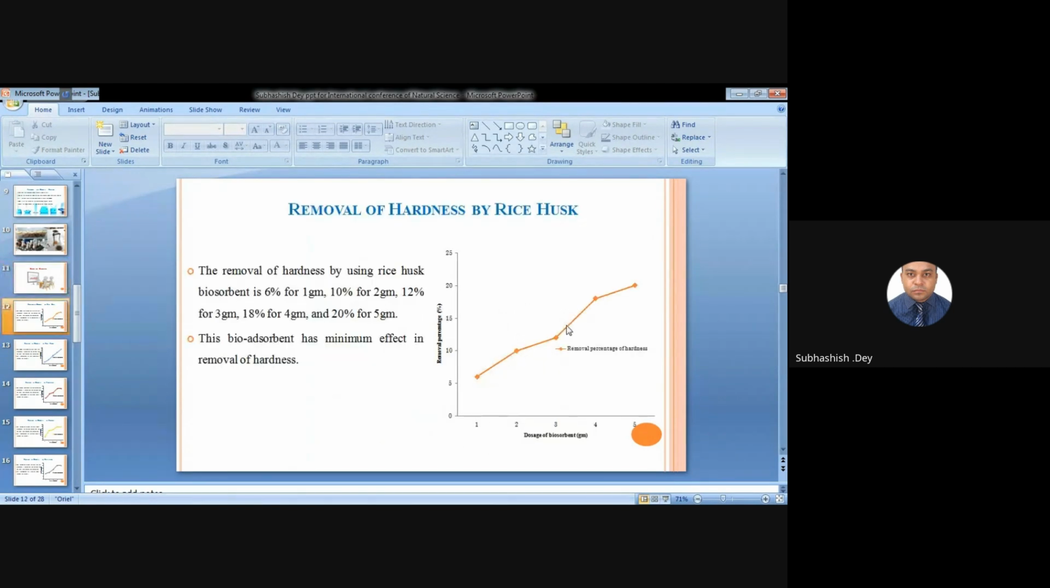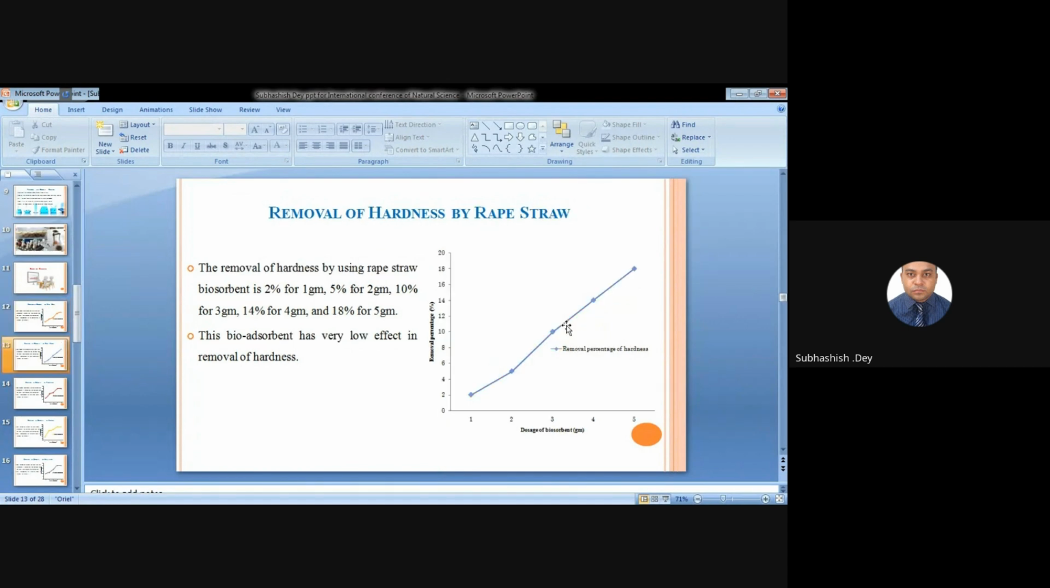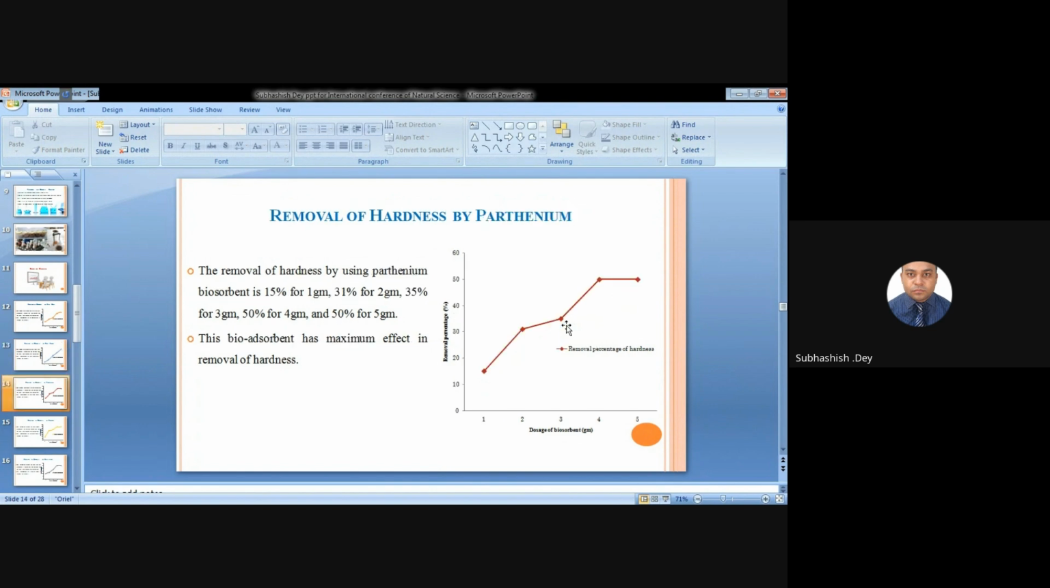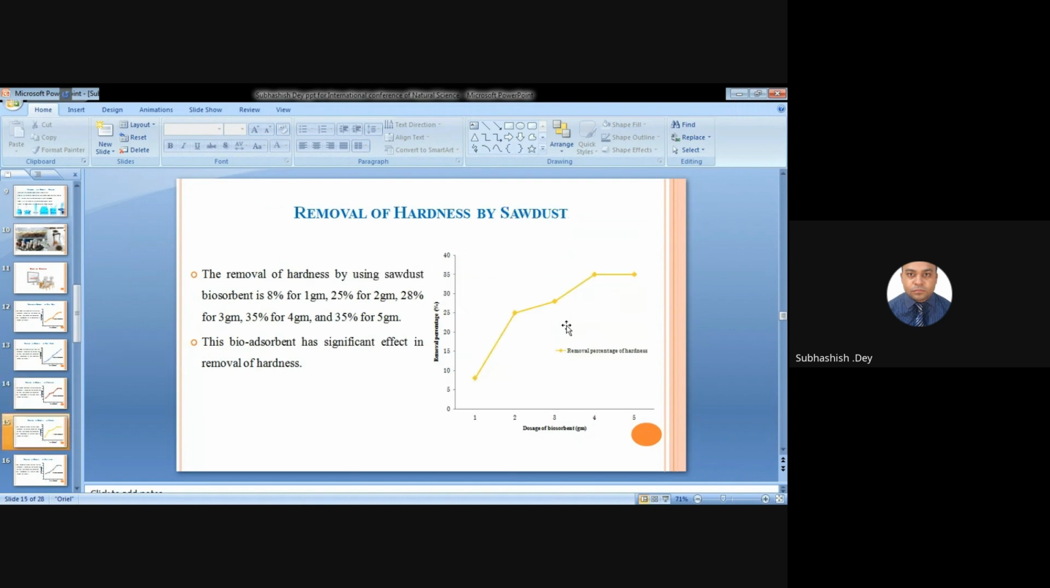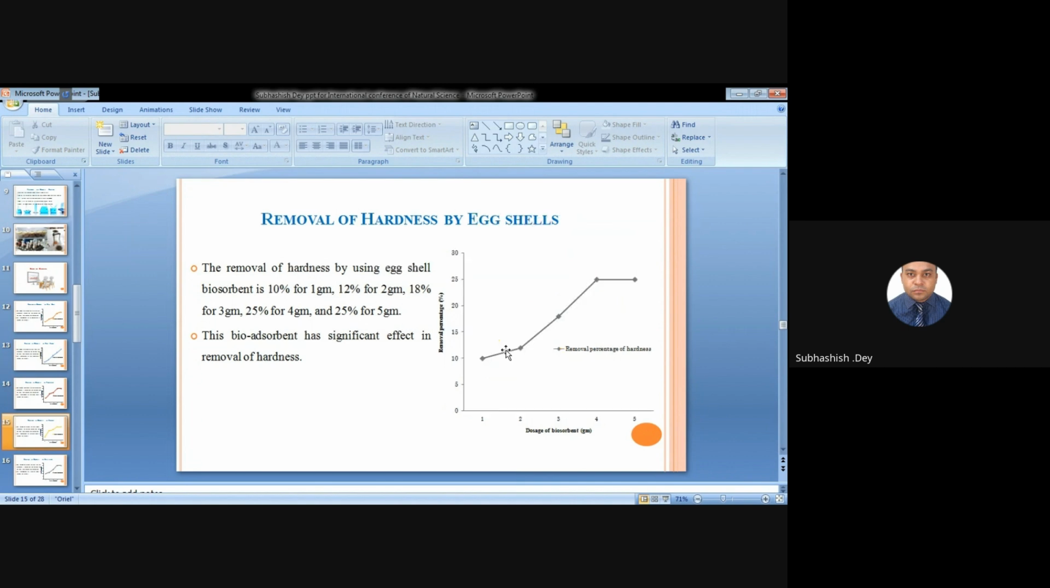So in the results and discussion, the rice is effective for 20% removal at 5 gram of the biosolvent. Second, the rest is also effective, with 18% removal for 5 grams. The other, Parthenium, is capable of 50% removal of hardness from the water by the application of this biosolvent. The sawdust is also capable of 35% removal by the application of 5 gram biosolvent. And last is the eggshell. This is also capable of removing nearly 25% by the application of 5 gram biosolvent.